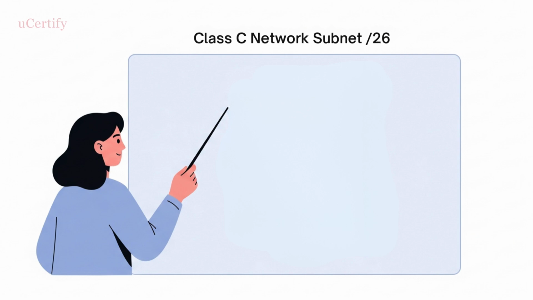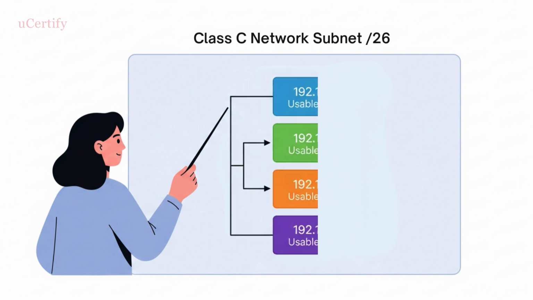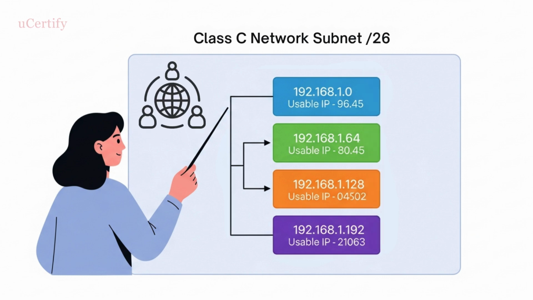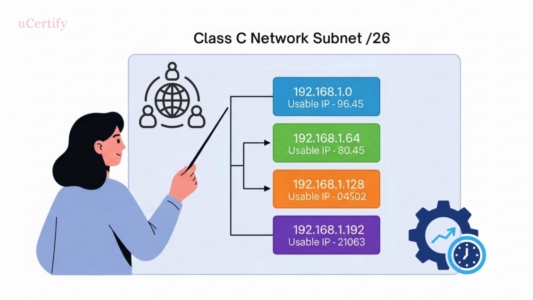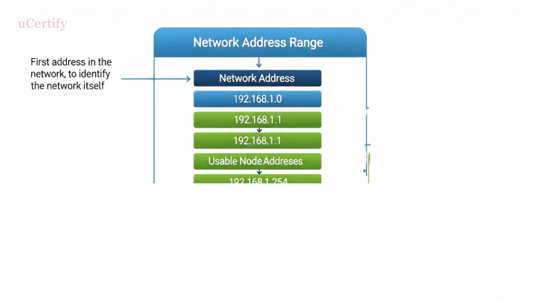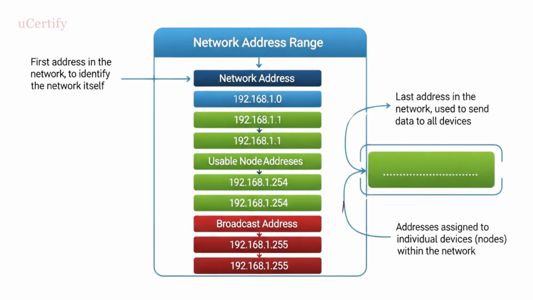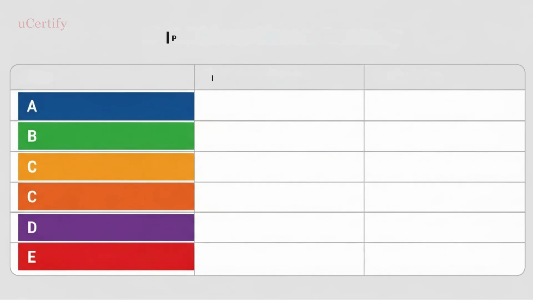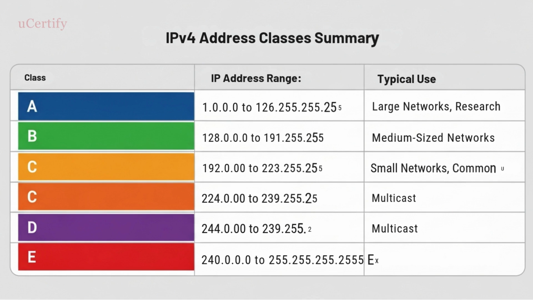A /26 subnet mask borrows 2 bits from the host portion, dividing the original network into 4 subnets. Each subnet has a smaller range of usable IP addresses, allowing for more efficient allocation and better network segmentation. After subnetting, it's crucial to calculate the number of usable IP addresses in each subnet. Remember to subtract 2 addresses, one for the network address and one for the broadcast address. By subnetting, you transform a single Class C network into multiple smaller, more manageable networks, efficiently allocating IP addresses to different departments or devices and solving the initial IP shortage problem.